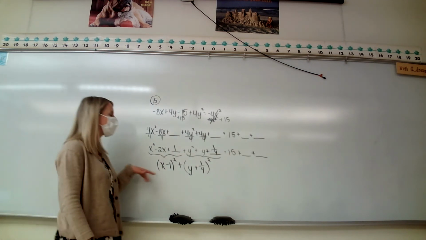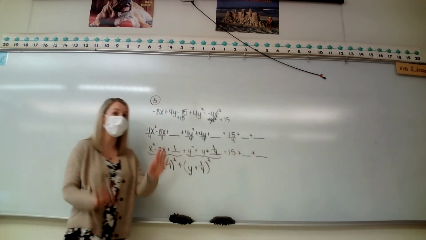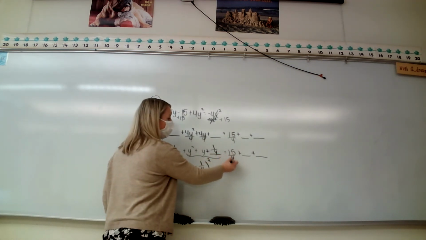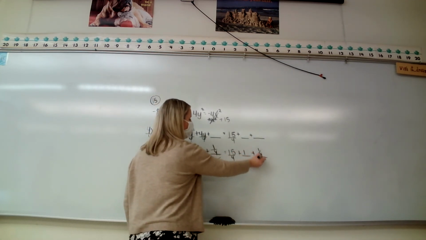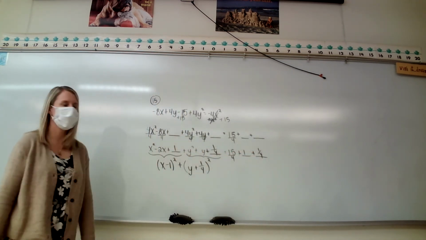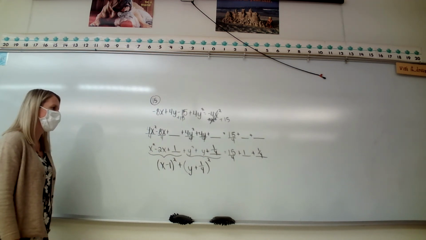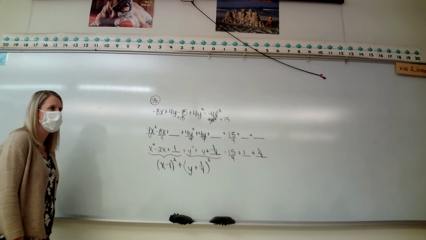Hey guys, since everything got divided by 4, I do need to divide that by 4. You don't need to divide the blanks, but every number you do have to divide. So this ends up being 15 over 4 plus 1 plus 1/4. And then I would just add all those together. 15/4 plus 1 plus 1/4. That would be 16/4, which is 4 plus 1 is 5.